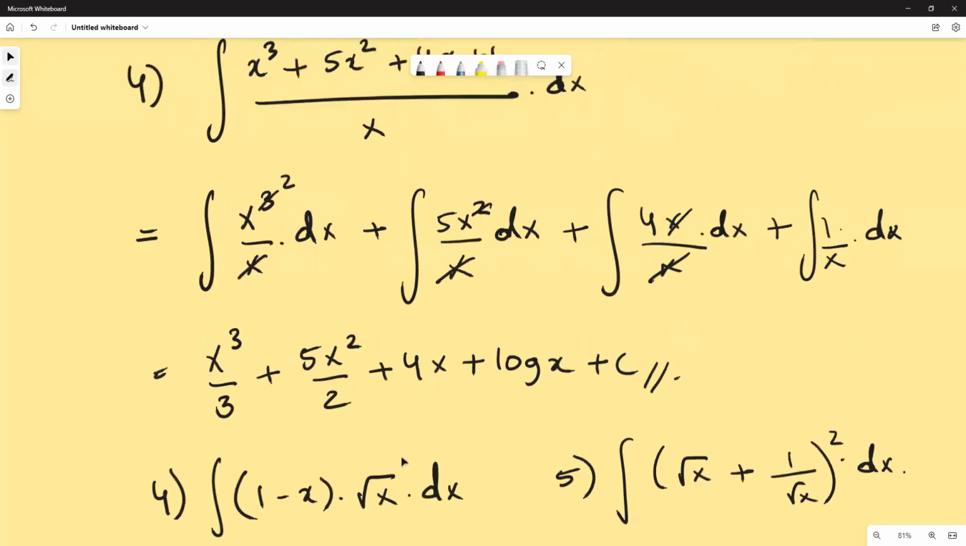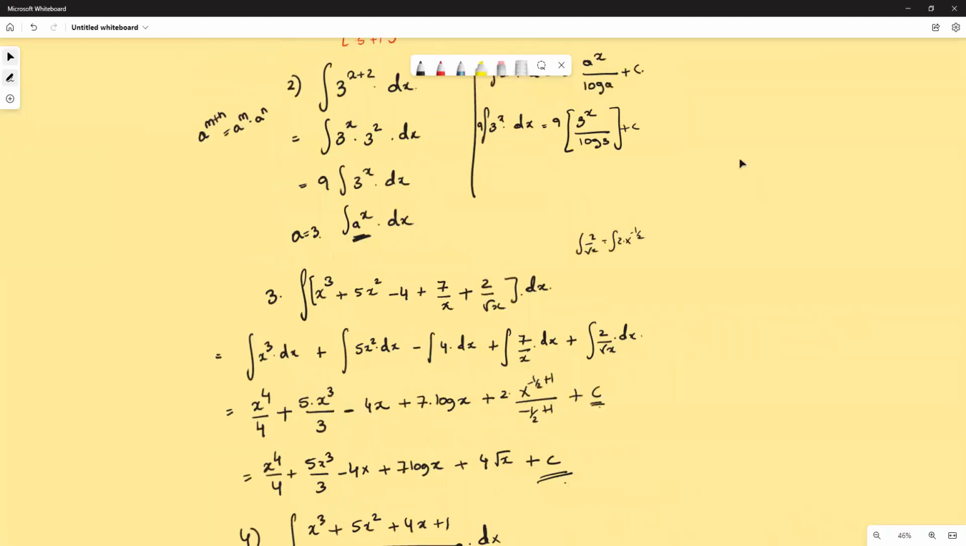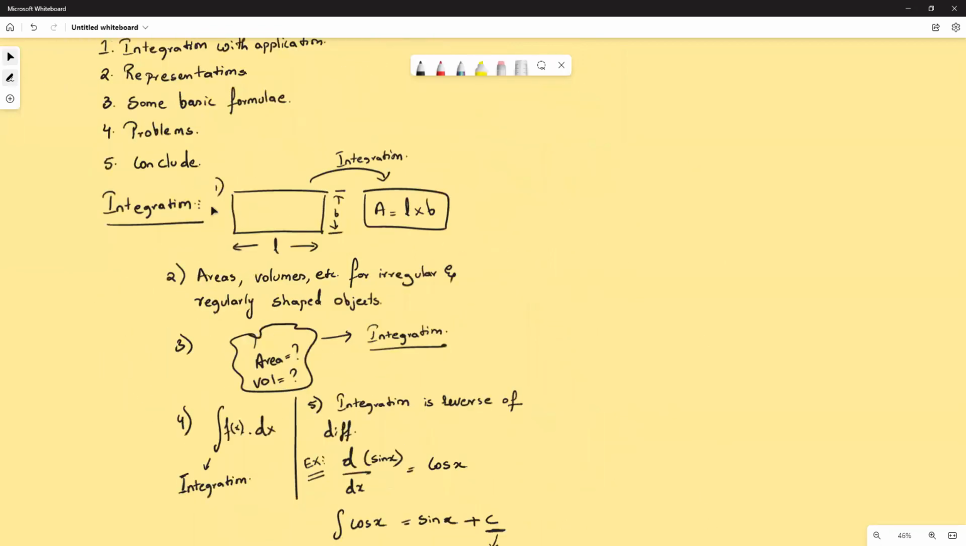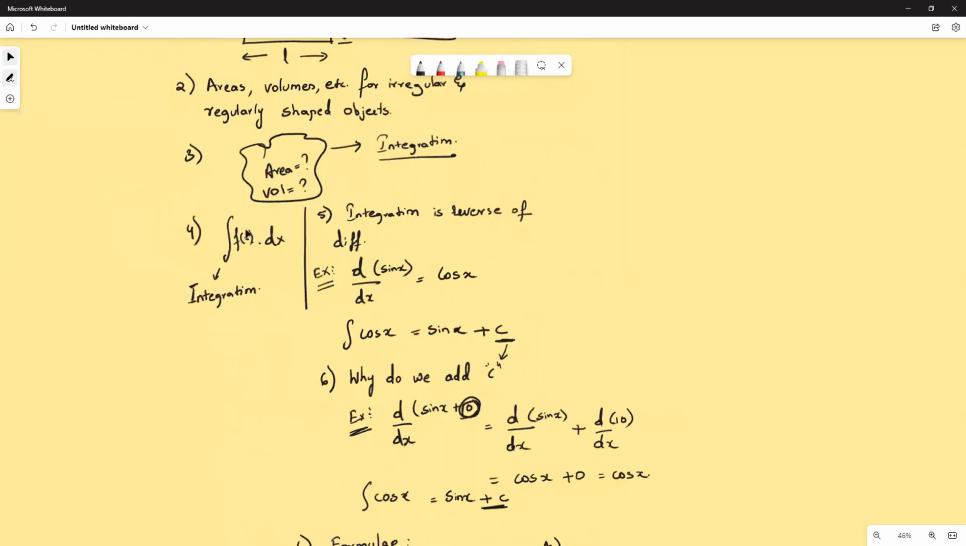Just to summarize what we have learned today, we have seen the meaning of integration. What is an integral? Integration is normally used in finding out areas and volumes for regular and irregularly shaped objects. How do we represent an integration? A function which has to undergo integration is written with an elongated S. Integration is the reverse of differentiation. I gave you an example here. Differentiation of sin x is cos x, whereas integration of cos x is sin x plus c.